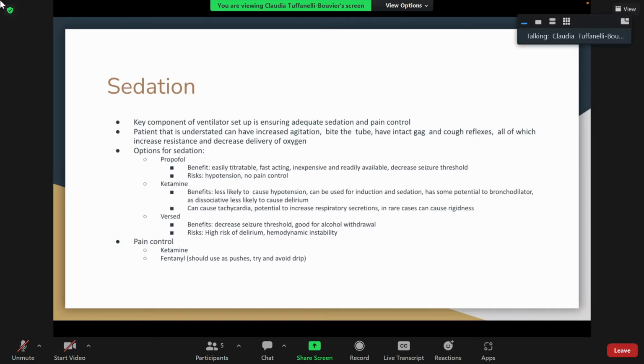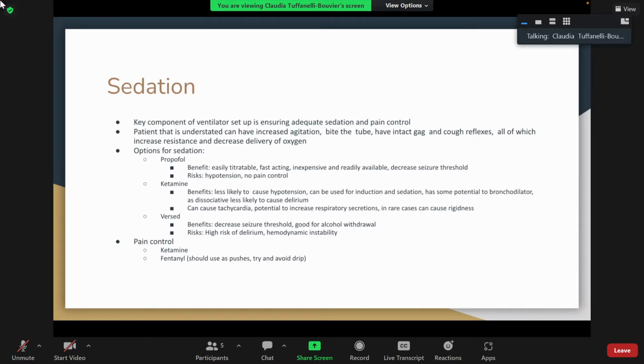Another one that is used would be Versed. Versed's great if you have alcohol withdrawal, because it's great for alcohol withdrawal. So if you're intubating a patient for that reason, it might be a good option. It also increases seizure threshold, so somebody with status epilepticus may consider Versed.